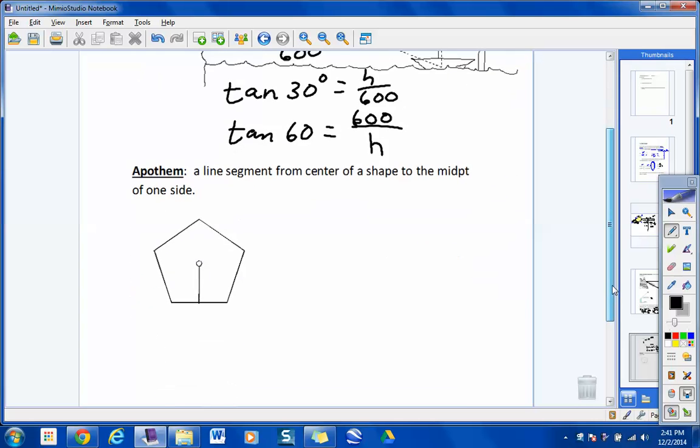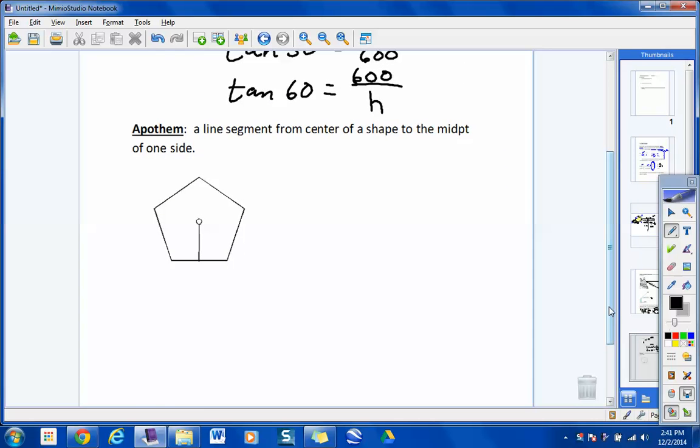One other thing I wanted to tell you about: you're going to see a word in your assignment called apothem. An apothem is simply a line segment from the center of a shape to the midpoint of one side. Basically, here's your center, and it's the distance from here to the midpoint of one side. If you ever see that term, just know it means the distance from the center of the shape to the midpoint of the side. You okay with that?